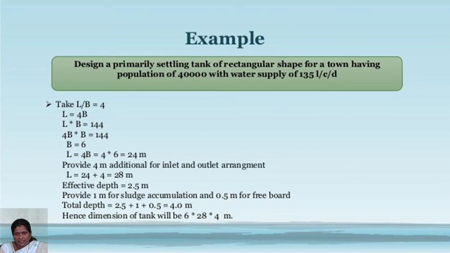Effective depth is taken as 2.5 meter. Provide 1 meter for sludge accumulation and 0.5 meter for freeboard. Then total depth is taken as 2.5 plus 1 plus 0.5, which is equal to 4 meter. Hence, the dimension of tank will be 28 meter into 6 meter into 4 meter. So length is 28 meter, width 6 meter, depth is taken as 4 meter.